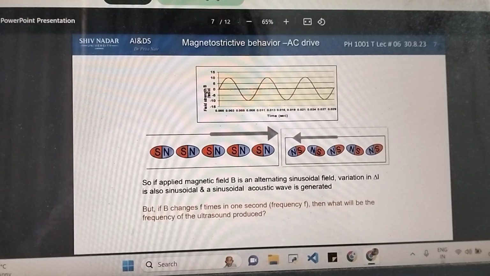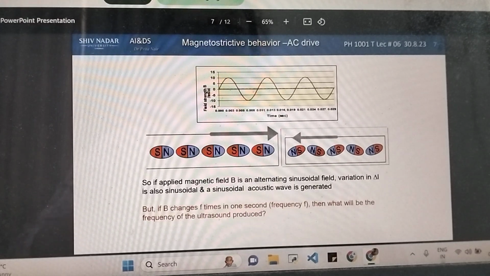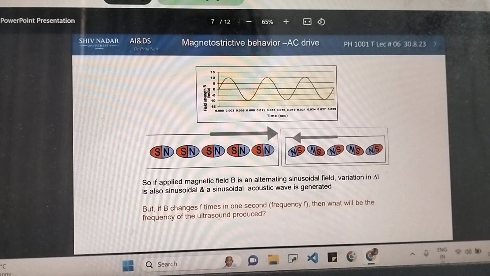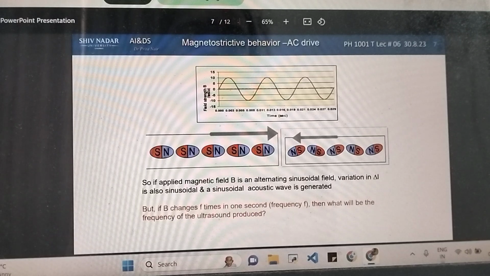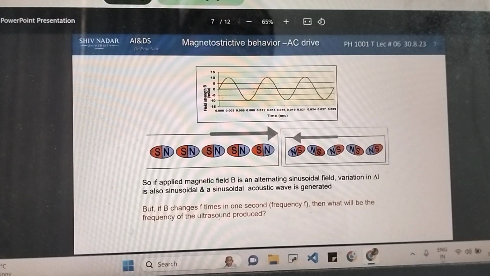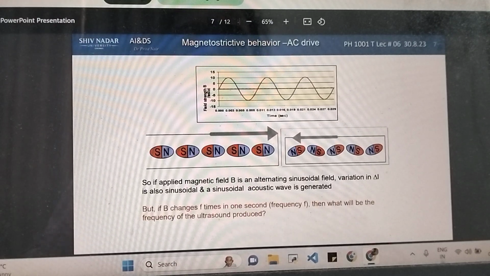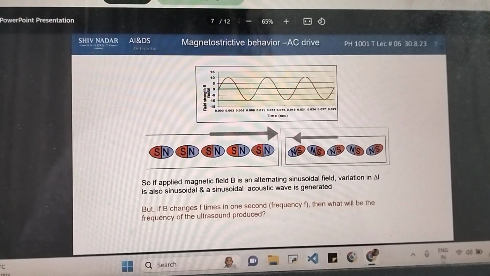So I was saying, in one cycle of the current, the rod undergoes 2 elongations and compressions. So the frequency of ultrasound is going to be 2x the frequency of your current. Now that is not a problem technically, it's perfectly fine, it's a good thing.